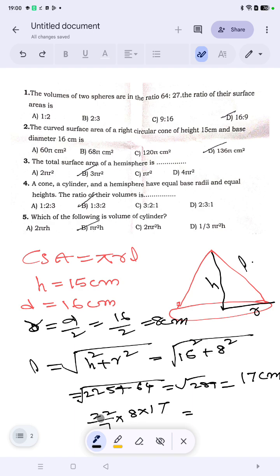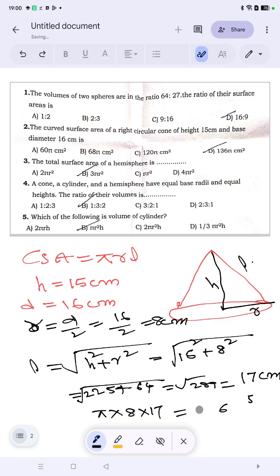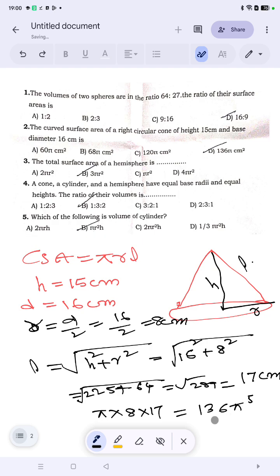Okay, here you take pi, don't keep 22 by 7. In the options pi is given, so it is better to take pi value. Pi into r, how much? 8 into 17. If you multiply, 7 8s are 56, 6 and 5 carry over, 1 8 is 8, 8 plus 5 is 13, 136 pi. That is our answer. Is there an answer? Yes, second option.